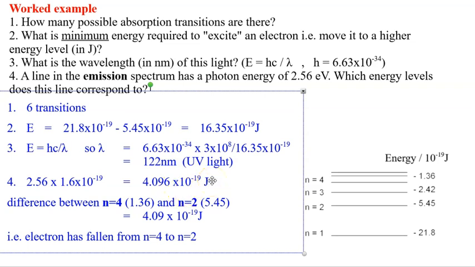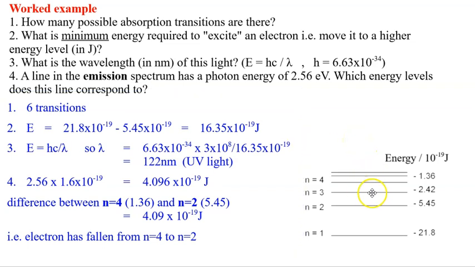So this can be a little bit intimidating, a little bit tedious, because we're not sure where to start. So you might just need to try a few differences to find which one is correct. But if we look at n equals 4, that's 1.36, and n equals 2, that's 5.45. The difference between those two is 4.09, which is pretty much what we have here. So the answer is, it's the difference between 4 and 2. And because it's an emission spectrum, then we need to say that it's fallen from 4 to 2.